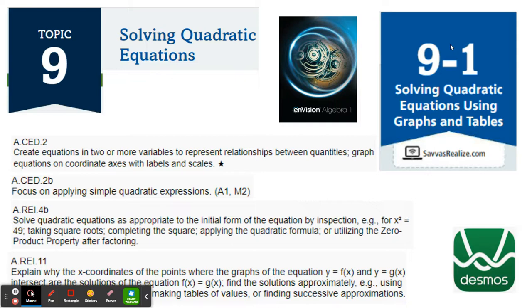We looked at quadratic functions in the last topic. Now we're going to look at quadratic equations and finding solutions. In this lesson, we're going to solve these quadratic equations using graphs and tables.